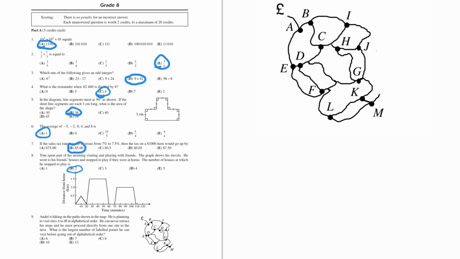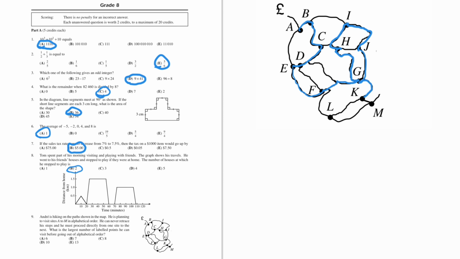Now, he starts from the A. Alphabetical order is to B, and then C, D, E, and then F, G, H, I, J. Till now, he's still in the alphabetical order, but from the J to K, he will retrace the G, then can go to the K.